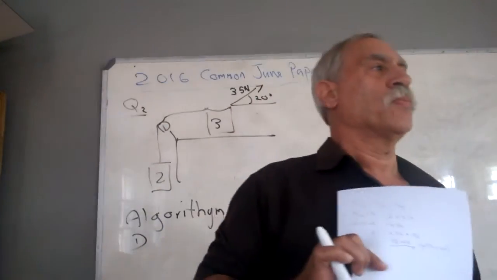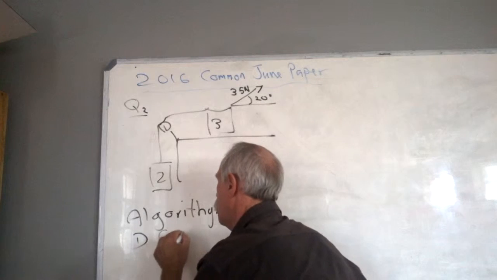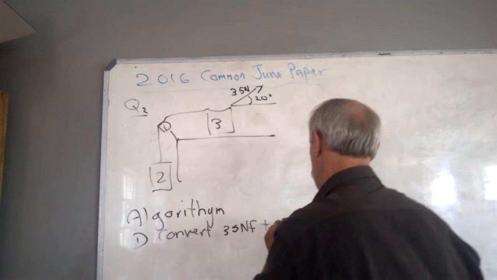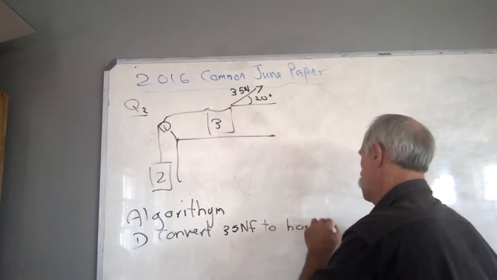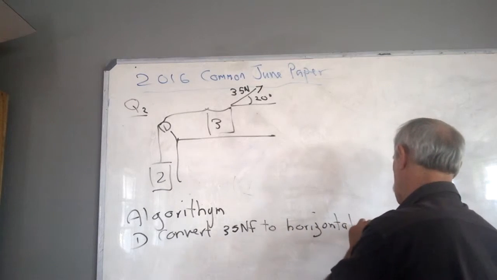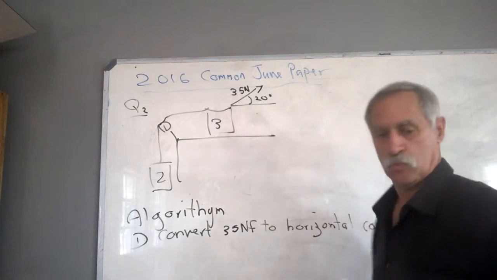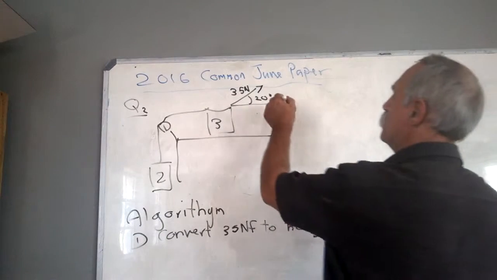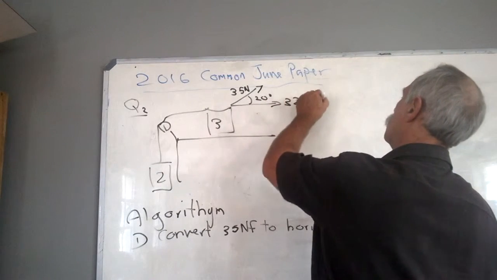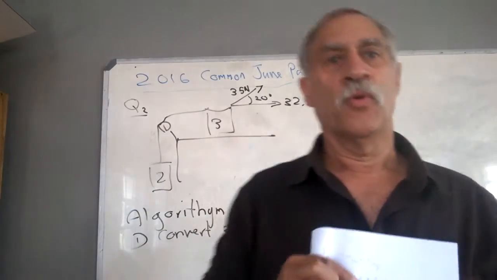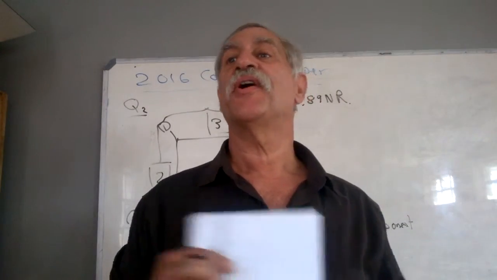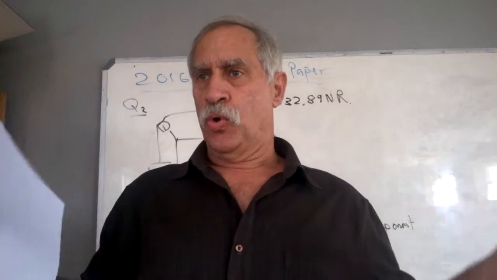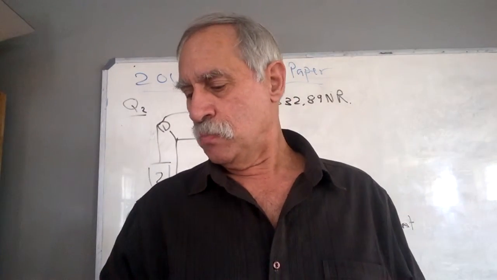Okay, question number 2. So the first thing that we're going to do is convert the 35 Newton force to its horizontal component. Okay, and then we did that and it came to 32.89. Right. Everyone with us so far? Yes, sir. Okay, this is question 2.